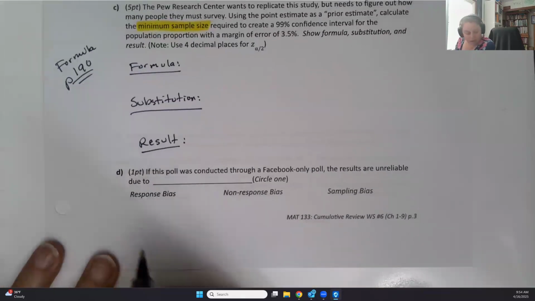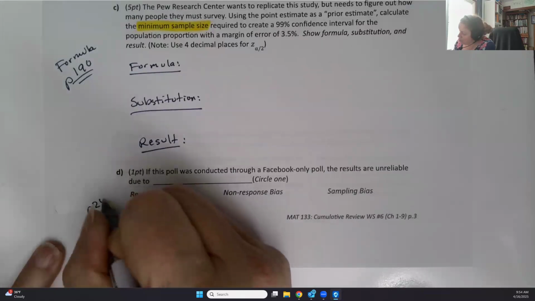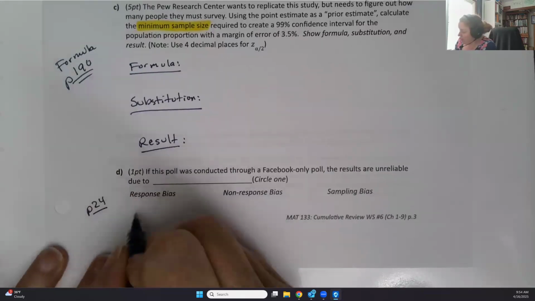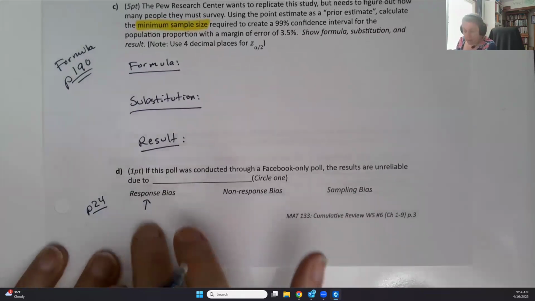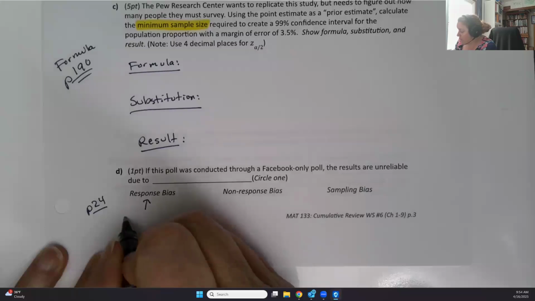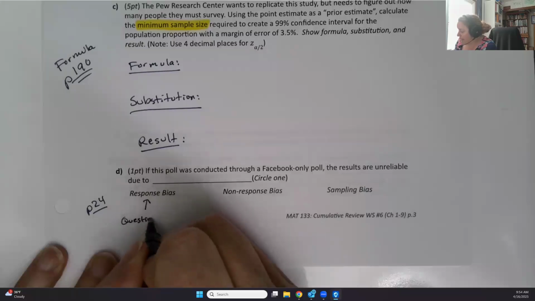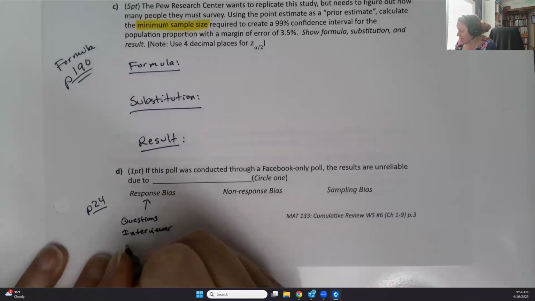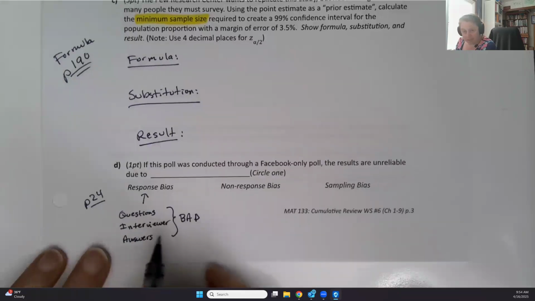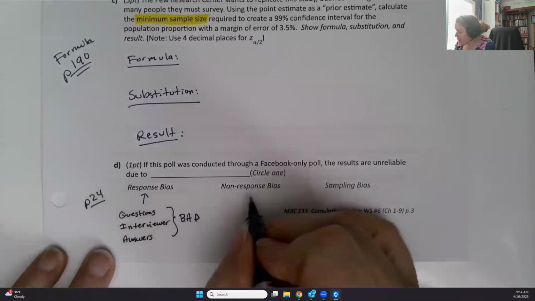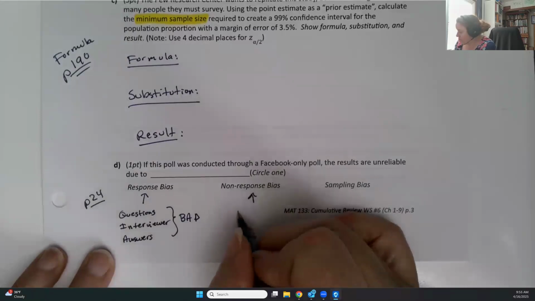All right, and then I'm just going to remind y'all, this is from page 24. This is from chapter 1. There are 3 ways we can create bias. So there's response bias. So response bias was your questions were bad, your interviewer was bad, your people were lying, your answers were bad, right? Some stuff about the questions themselves, right? And how they were asked. That's response bias.